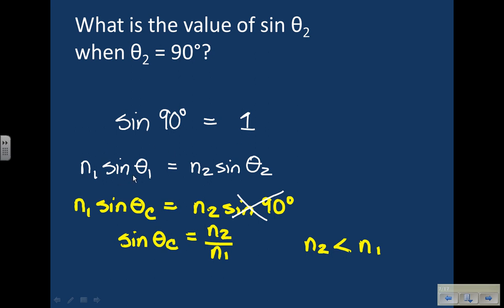So if we go back to our Snell's law and we insert the refracted angle at the critical angle, we would have the index of refraction in the first substance times the sine of the critical angle equals the index of refraction of the substance the light's going into times sine 90 degrees, which is 1. So our new equation is sine of the critical angle is equal to n2 over n1, where n2 is always less than n1. I'd like you to use n1 as the substance where the light ray starts, and it's a little easier to keep track of what's going on in your problem.